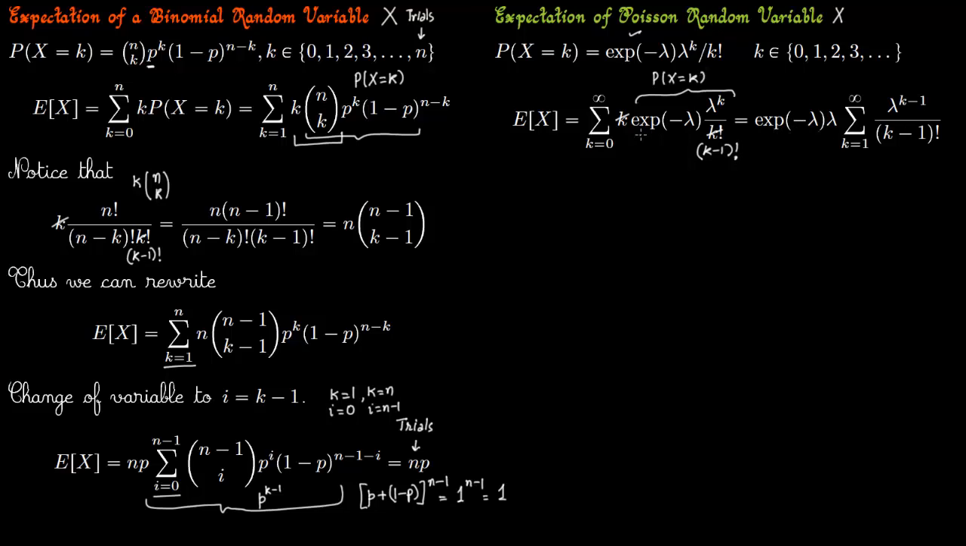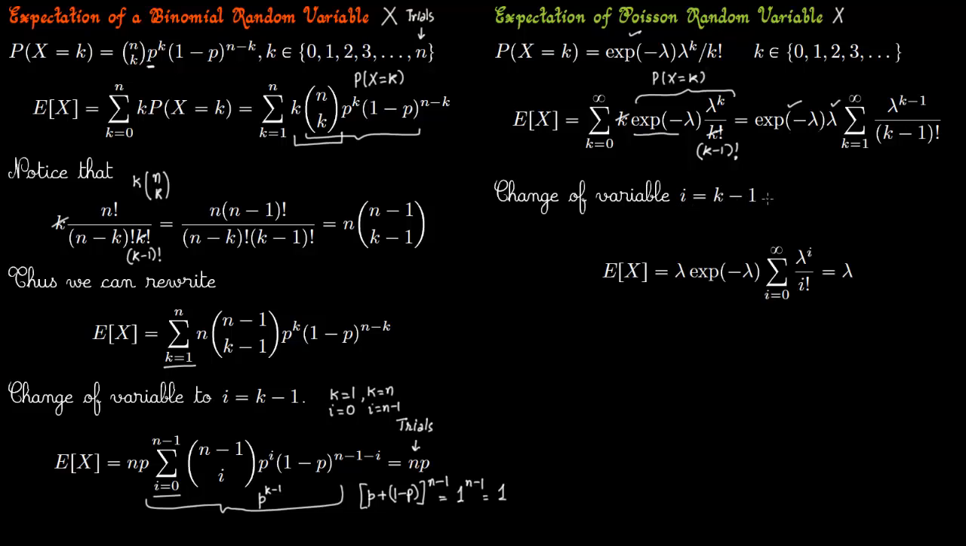You take exponential of minus lambda outside and you take one of these lambdas from here. So you get lambda to the power of k minus 1 over (k minus 1) factorial. Now you do a change of variable, put i equal to k minus 1. So when k is 1, in that case i is 0. And when k is infinite, a very large number, then i will also be infinite. So these two are copied as such, and you get summation i equals 0 to infinity. Instead of k equals 1, you have put i equals 0.